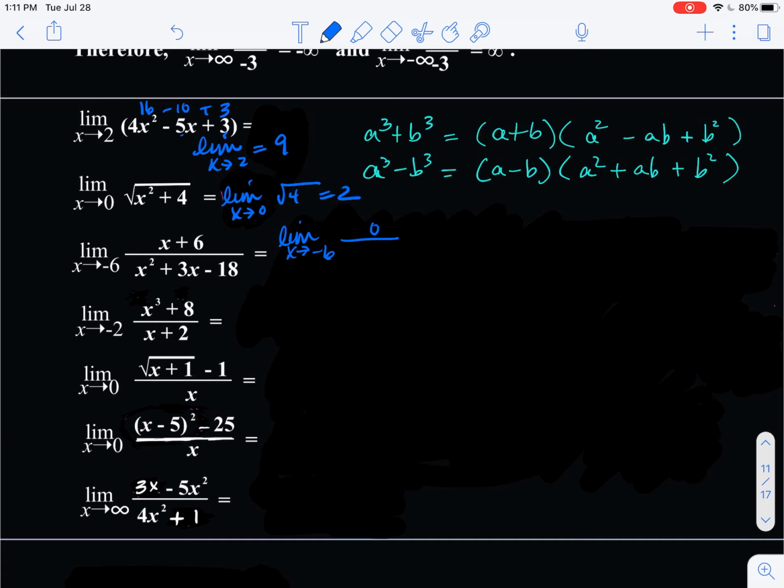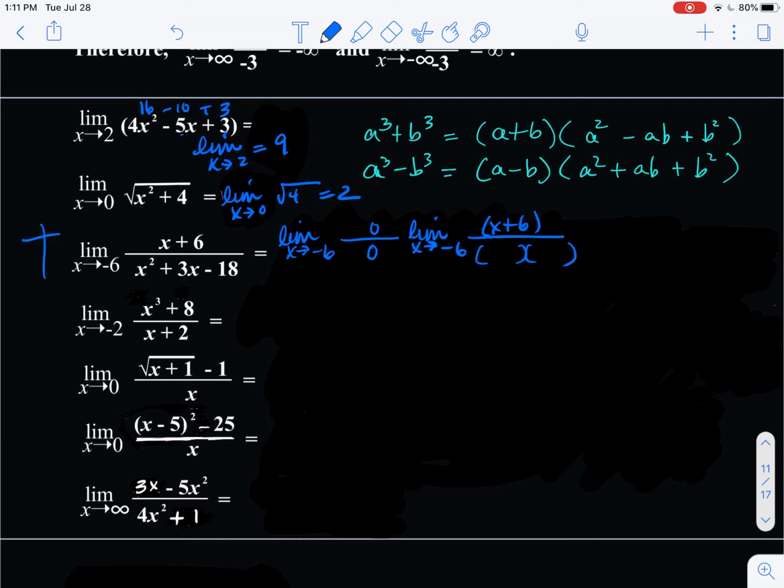The limit as x approaches -6. Well, in the numerator, I can see that's 0. And the denominator, -6 squared is 36 plus a -18 minus 18. Okay, it gives me the indeterminate form. So let's go ahead and factor.